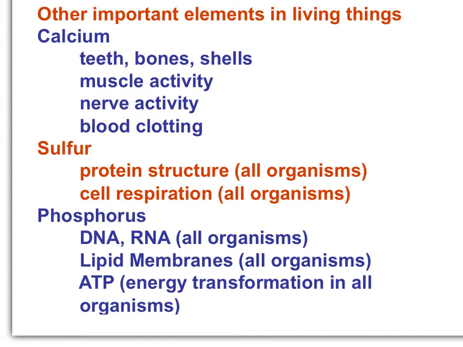Phosphorus has an important role to play in the formation of DNA and RNA in all organisms, and in lipid membranes. You might remember phospholipids. This would be for all organisms. As well, phosphorus plays a very large role in ATP, which has a role to play in energy transformation in all organisms. Now, work to get to know the roles of these 3 elements and the roles that they play in living things, but certainly as this course progresses, you will strengthen your grasp of this detail, as we will study the biological processes where these elements are important.